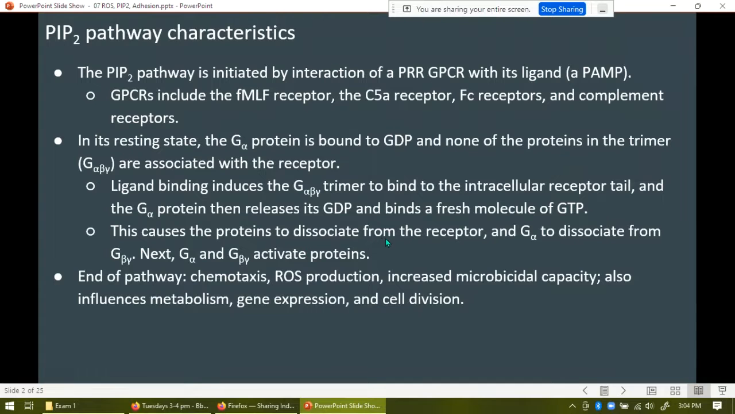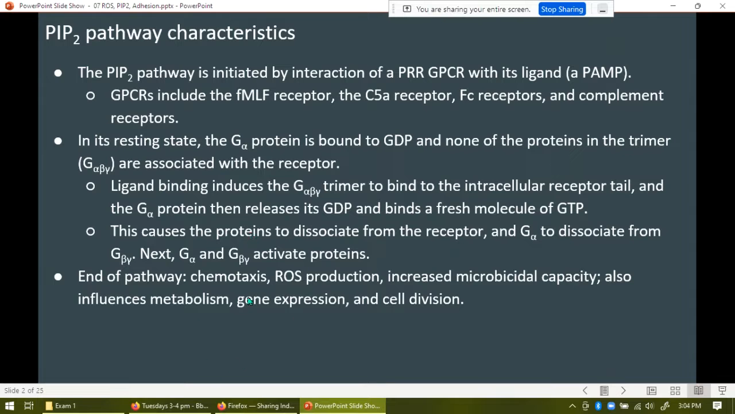So this causes these proteins to dissociate from the receptor. They're only associated for a short time while GDP is released, and then GTP binds. That causes them to dissociate. G alpha dissociates from G beta gamma. So now you really have 2 G proteins dissociated from one another. And G alpha and G beta gamma activate distinct proteins.